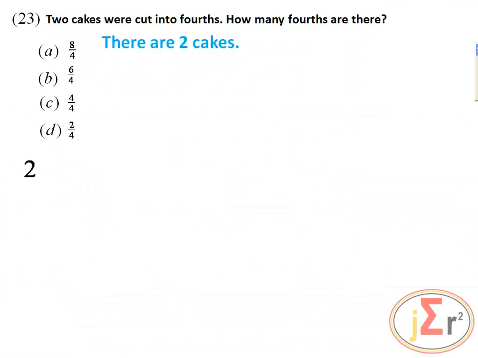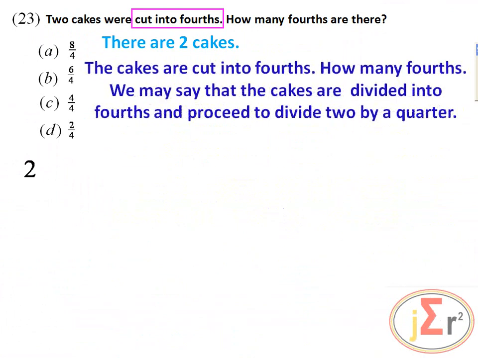Now we will take another look at the problem. There are how many cakes? 2 cakes, and they are cut into fourths. How many fourths? We may say that the cakes are divided into fourths and proceed to divide 2 by a quarter. It is just like you are saying, how many 5s are in 20? 4. How did you get 4? Divide.